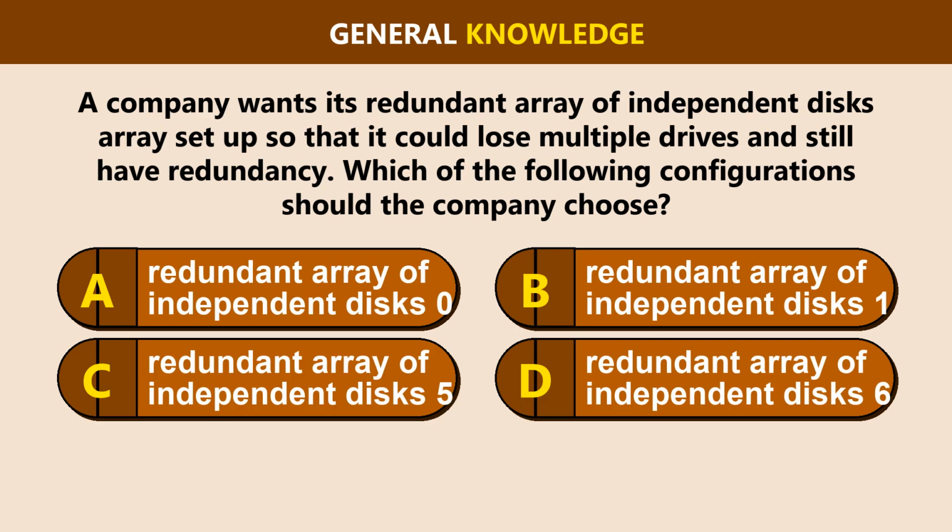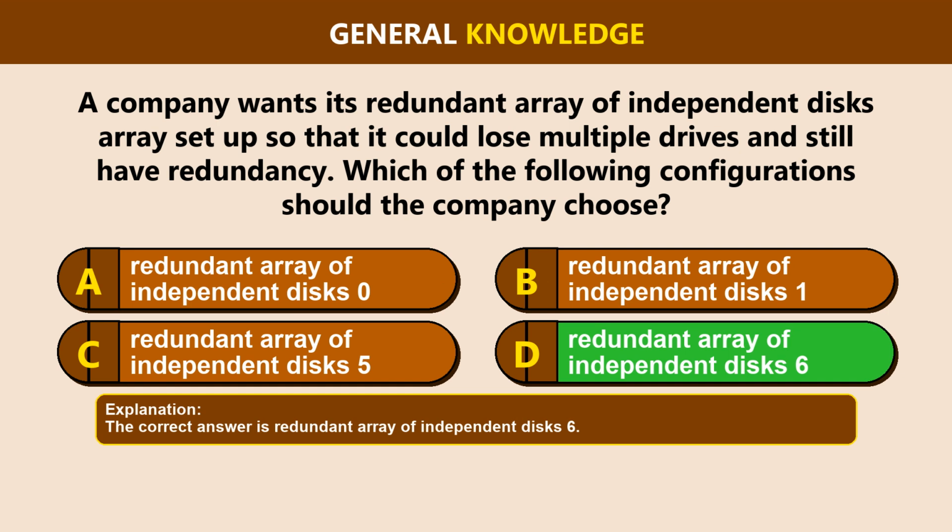Question 66. A company wants its redundant array of independent disks array set up so that it could lose multiple drives and still have redundancy. Which of the following configurations should the company choose? Option A, redundant array of independent disks 0. Option B, redundant array of independent disks 1. Option C, redundant array of independent disks 5. Option D, redundant array of independent disks 6. The correct answer is option D, redundant array of independent disks 6.